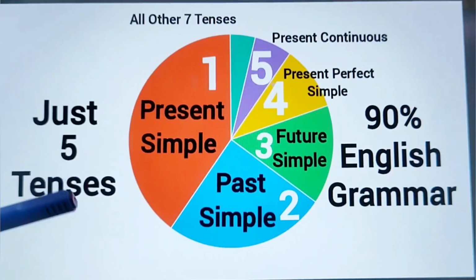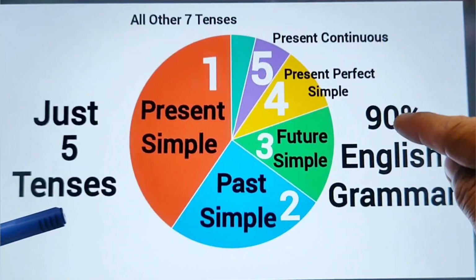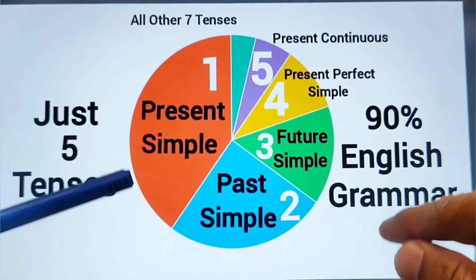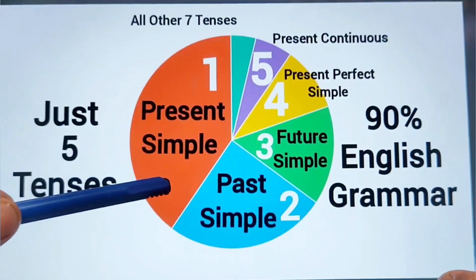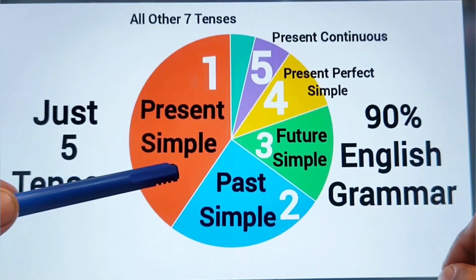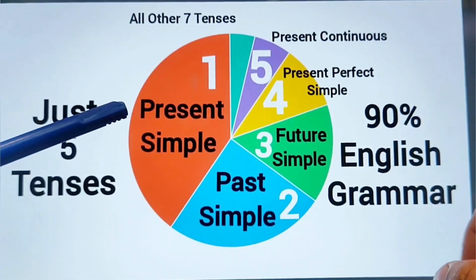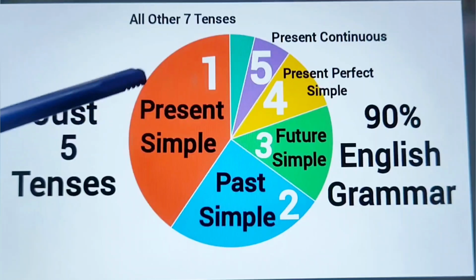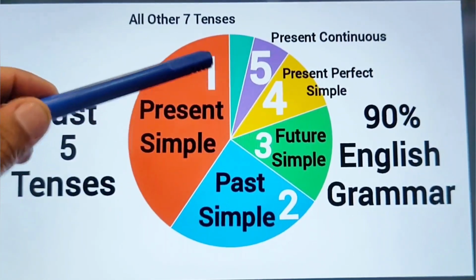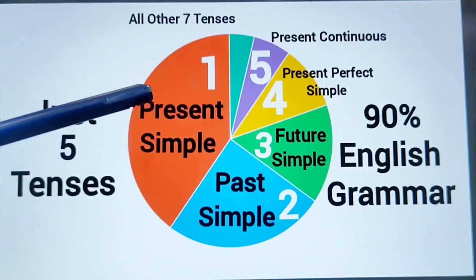Today we're going to discuss just 5 tenses that cover 90% of English grammar. The first tense here is present simple tense. We use this tense every day in our daily life conversation. We use it in writing, and we use it during speaking. Mostly we use it for the present time while we are talking.